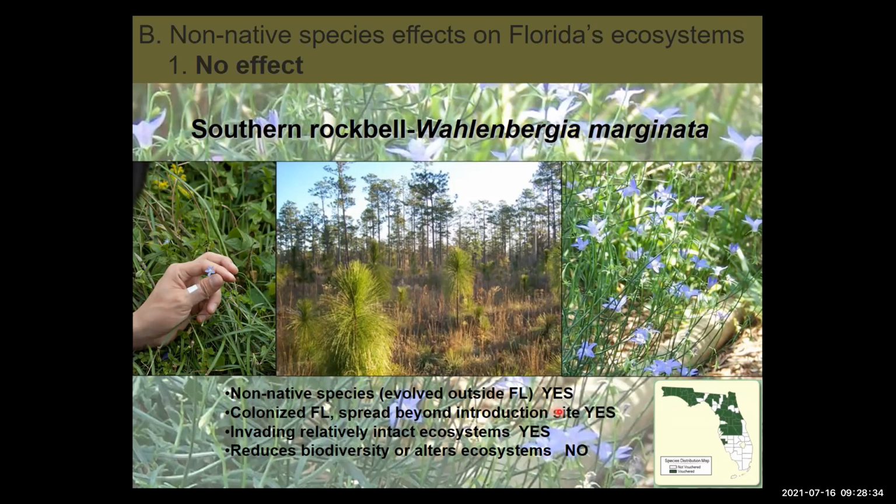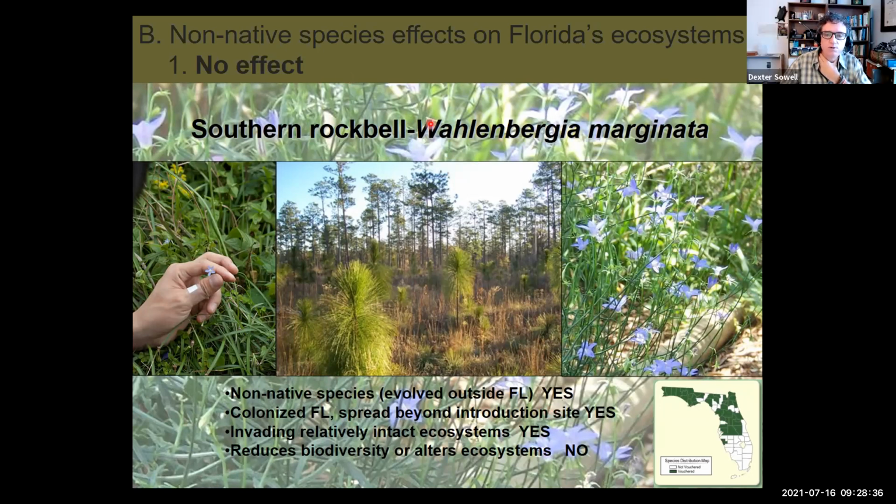Okay, all right. So one example I thought of was this southern rock bell, Wahlenbergia marginata. It's actually a close relative of our native campanula. I remember seeing this in upland pine and sandhills when I worked at Tall Timbers. I found it in with wiregrass and all the other nice native upland pine sandhill species. But it never seemed to be displacing anything, it just seems to fit right in with this really diverse ground cover. It seems to be okay with frequent prescribed fire.